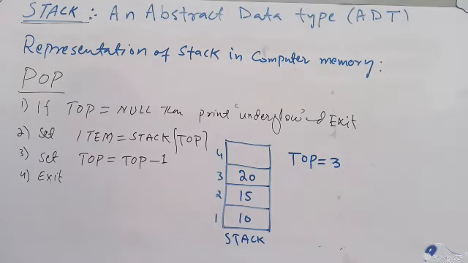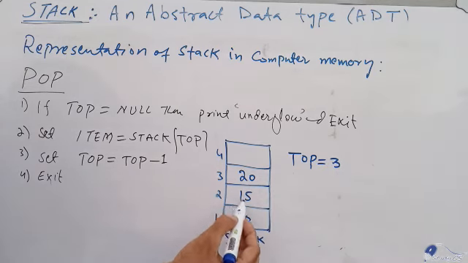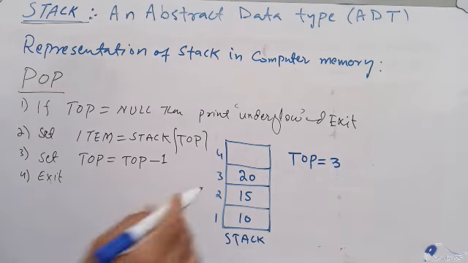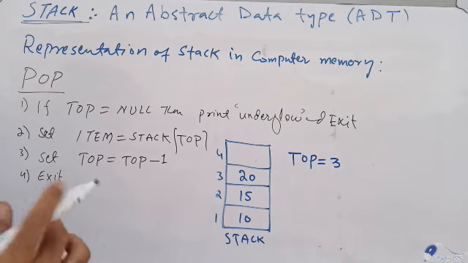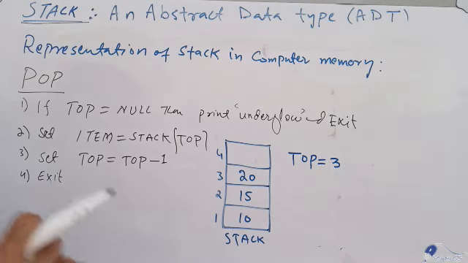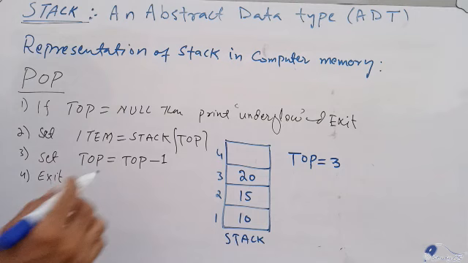So let's see here. Suppose we have a stack with length 4, which can hold 4 elements, but currently this stack has 3 elements, 10, 15 and 20. So top is equal to 3. It means that 10 was inserted first, 15 was inserted to the stack after 10, and 20 was inserted to the stack at the end. So suppose we want to operate the pop operation on the stack. We want to delete an element from the stack, so according to the definition of the stack, the top element should be deleted. So the top element is 20.